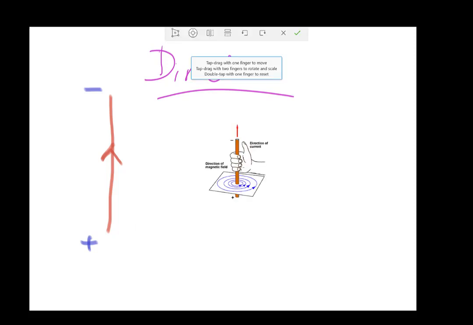What the right hand rule specifically states is that if you hold on to a wire with your hand and your thumb is pointing towards the direction of the current, the way your fingers are moving will give you the direction of the magnetic field. Okay, so let's take an example.